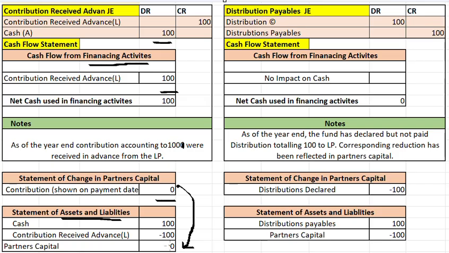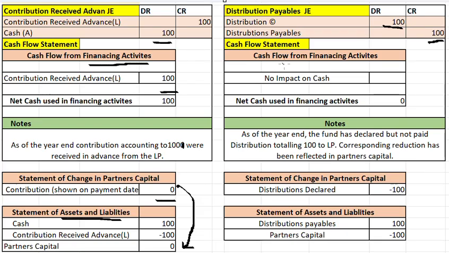Now let's check about the distribution payable. Let's assume the fund has declared a distribution on Jan 5th, but the actual payment date of it is on Jan 10th. So on the declaration date, we will be recording a distribution of capital debit for 100 and your distribution payable credit of 100.